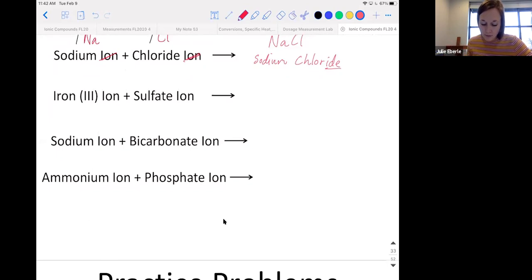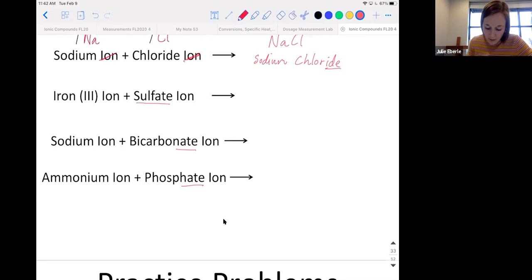All right, next one, iron 3 ion and the sulfate ion. So here's what I notice. This does not end in IDE. Neither does this one, neither does this one. These are all polyatomics. So we're not going to use the IDE rule for naming these. You need to go look up the formula on the polyatomic chart to write out the ions for these.